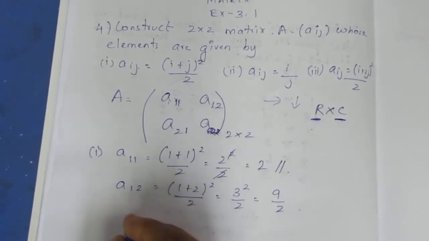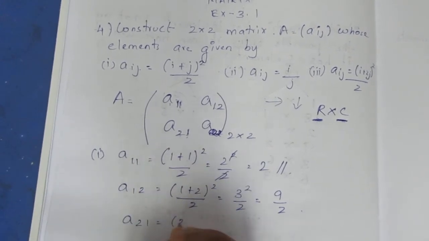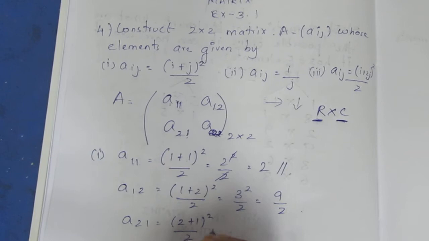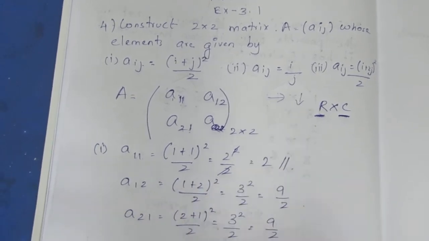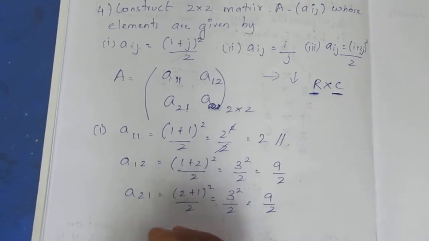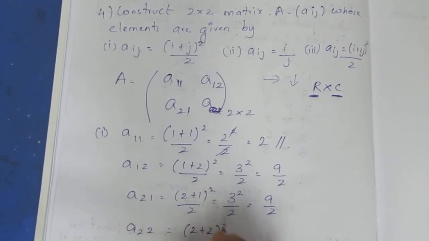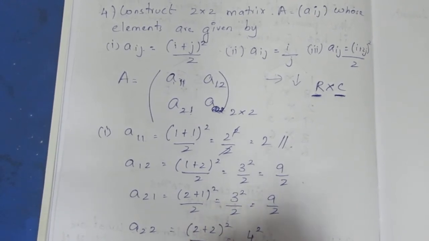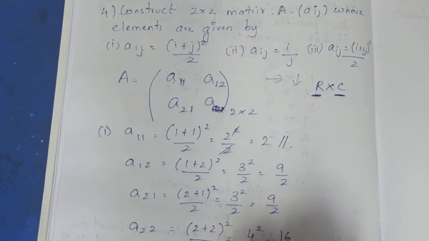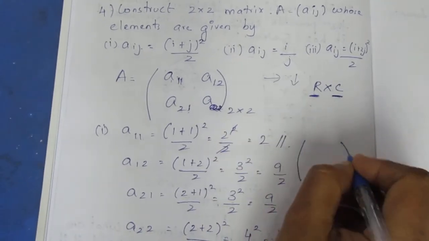9 by 2. Now a21: for 2, 1 it is 2 plus 1 the whole square by 2, which is 3 square by 2, which is 9 by 2. Now for a22: 2 plus 2 the whole square by 2, which is 4 square by 2, which is 16 by 2, which is 8. Now we have found all the elements. Just write it in the matrix.